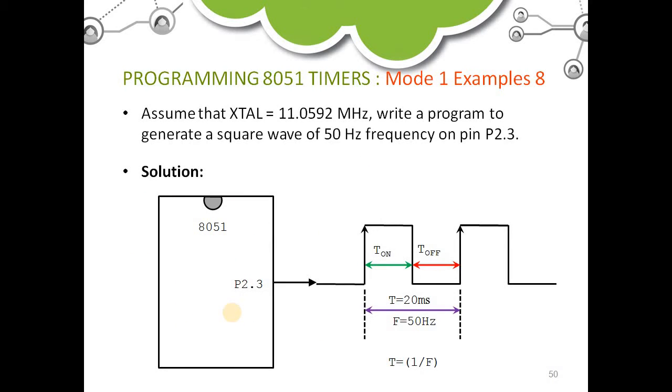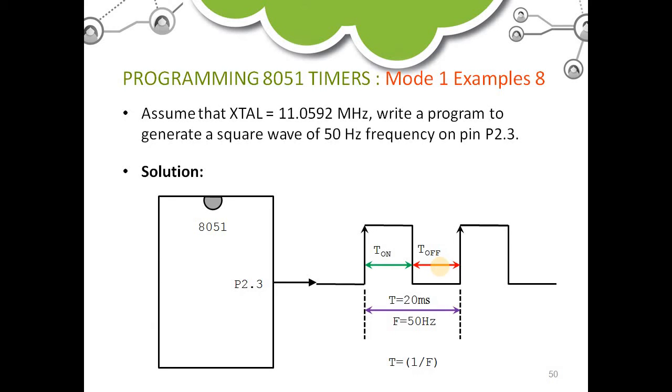So continuing with the examples of mode 1. In example 8, we'll be looking at generating a square wave. Now the frequency value is 50 Hz and over the pin P2.3. The crystal frequency they have given is 11.059 MHz. So if I want 50 Hz, if I convert that into time period, it is going to be 20 milliseconds. Since it's a square wave, obviously we have the 50% duty cycle. In case of 50% duty cycle, T on is equal to T off, as we were discussing even in the previous video. So the T on is equal to 10 milliseconds and T off is equal to 10 milliseconds.